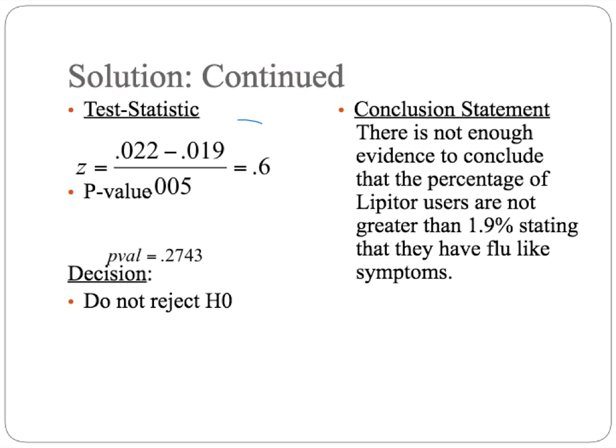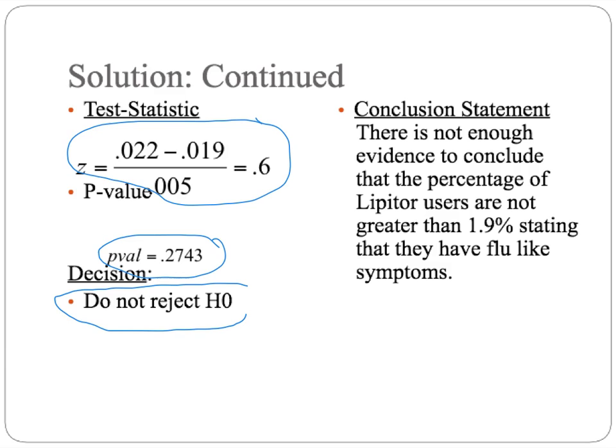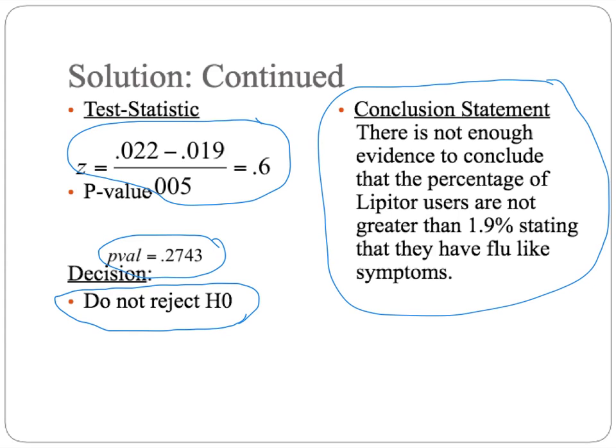Now we do the test statistic. Here is our test statistic, right? We do the calculation. We get a p-value of 0.2743, and the decision is, since it is not less than 1%, we do not reject H naught. So our conclusion statement is, there's not enough evidence to conclude that the percentage of Lipitor users is greater than 1.9%, stating that they have flu-like symptoms.